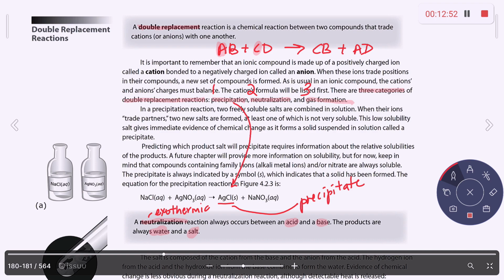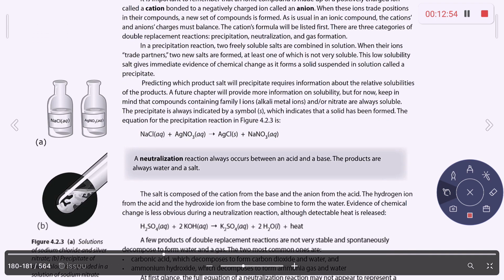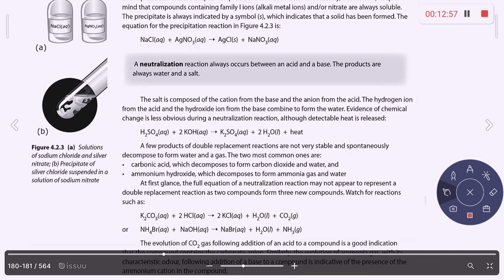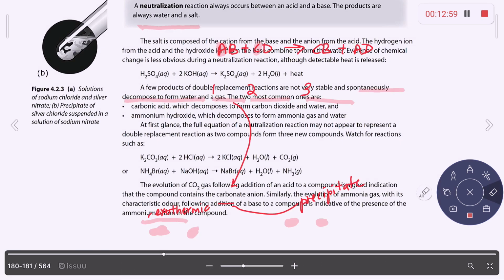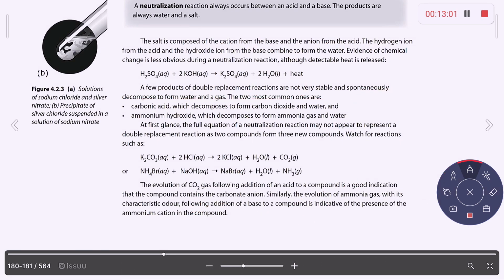So gas formation could result in forming a couple of compounds that are really unstable. So here it says a few products of double replacement reactions are not very stable, so they spontaneously decompose and they form water and a gas. The two most common are carbonic acid. Carbonic acid is H2CO3. If you ever produce that as a product, you can't write it like that. You have to write it as H2O and CO2 gas.